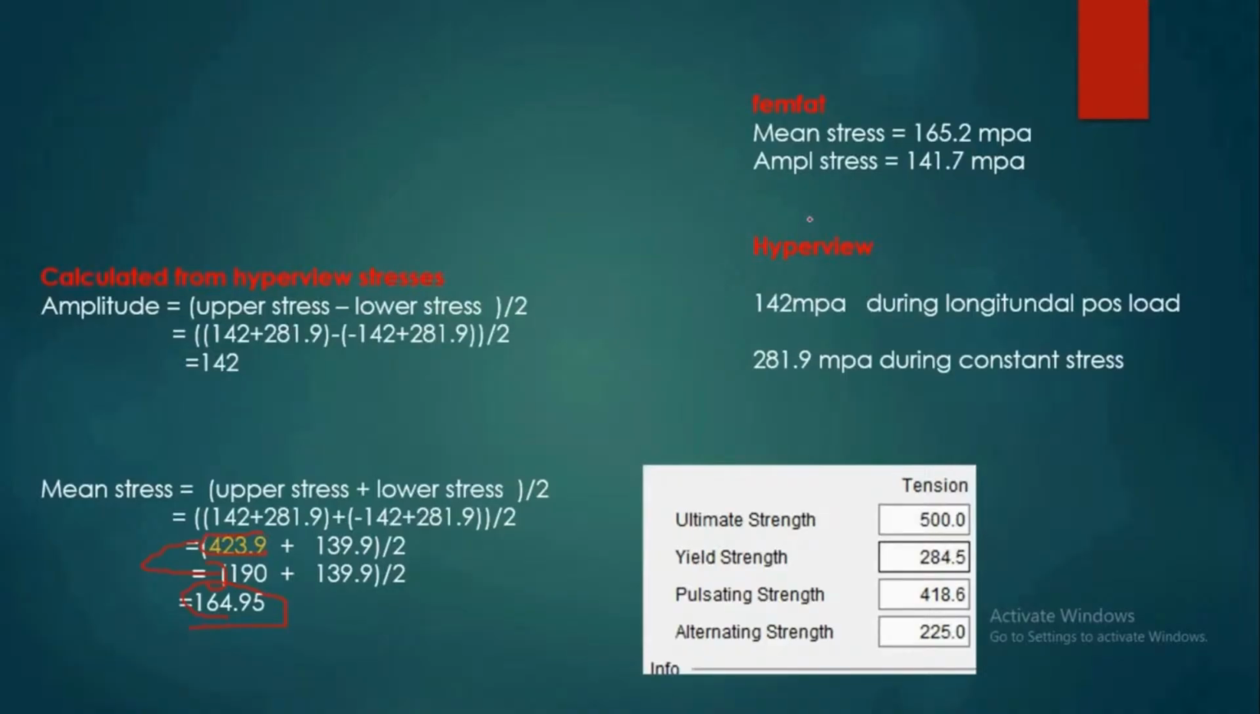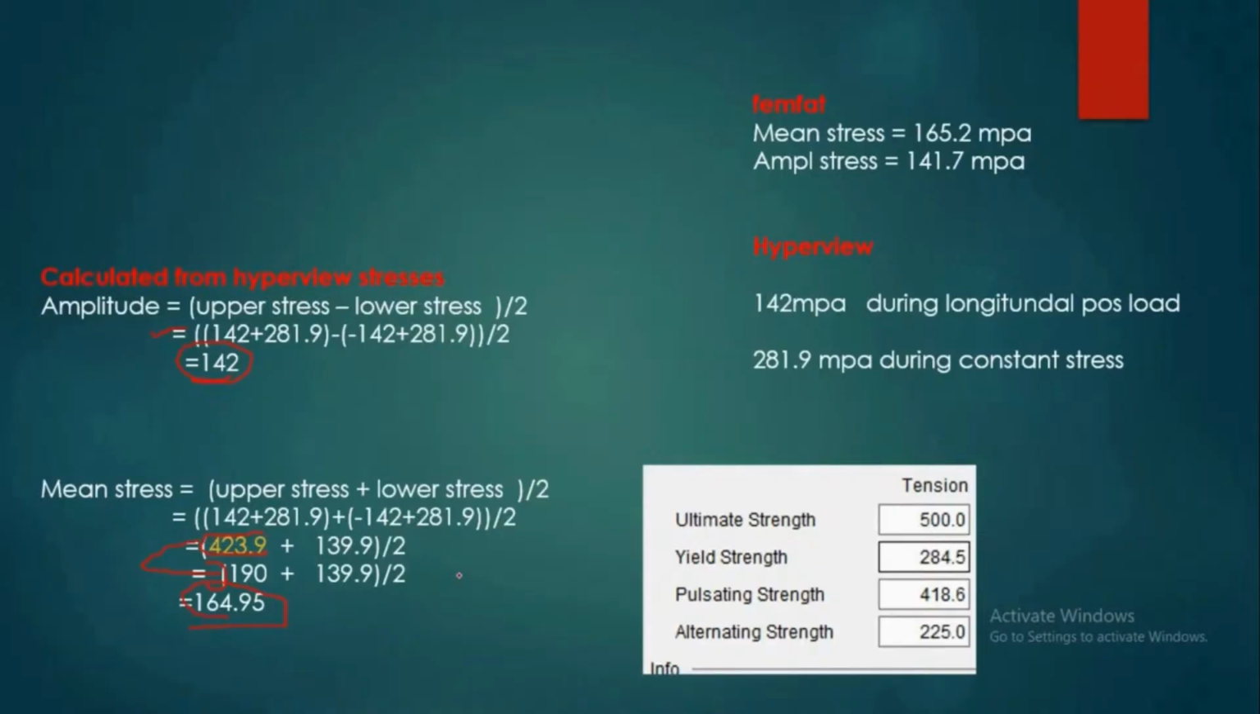And second thing, one may ask why you have not used the Neuber correction method here in amplitude stresses. Even if I use Neuber correction here, whatever value this makes, the same value this will make, and it comes out to be 142 only, because this and this will get cancelled, and your amplitude stress will again be equal to this value only.